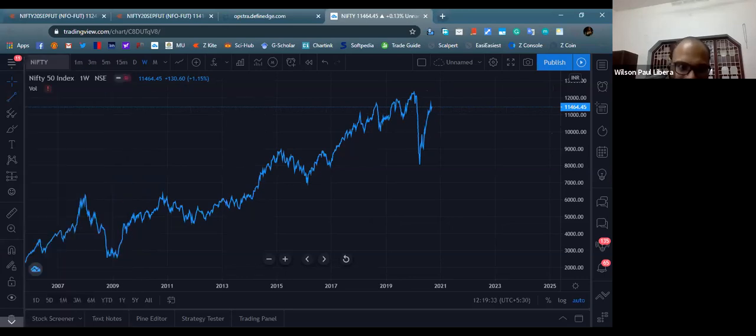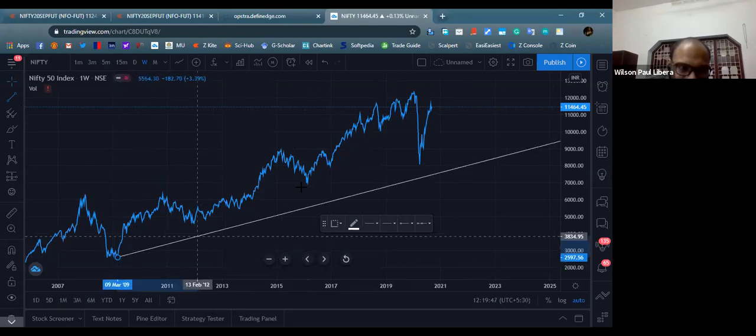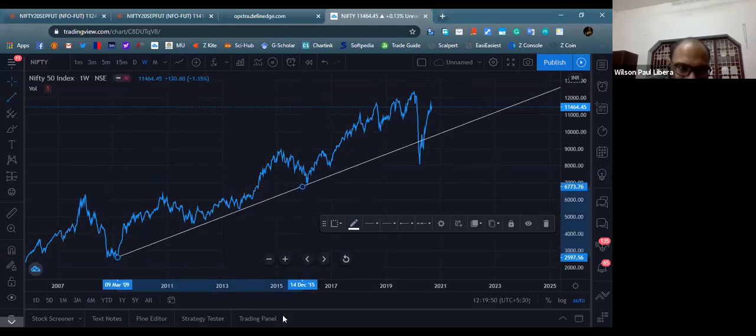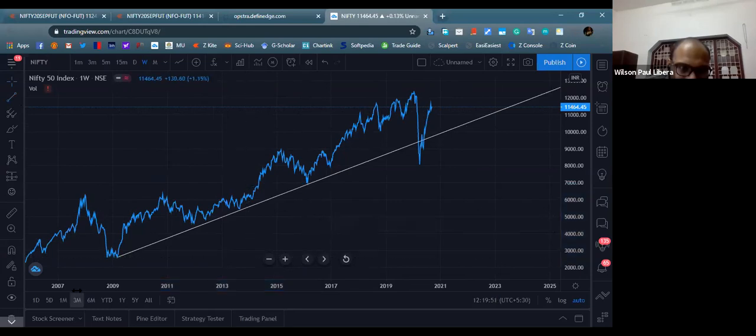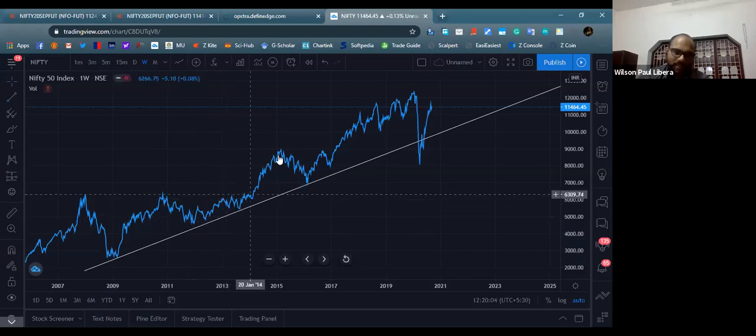As you can see, these were the prices around 2011-12, then these were the prices around 2016, and so on and so forth. But when I'm trying to just make a simple trend line here, just drawing a simple trend line here, you can see how many times the prices bounced back up from this range. See, this is just a simple trend line.